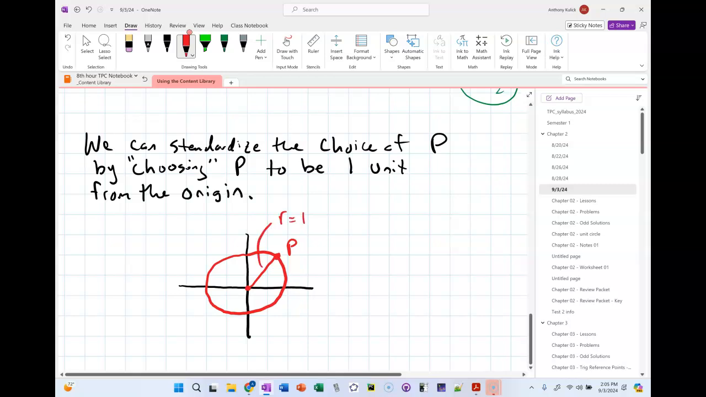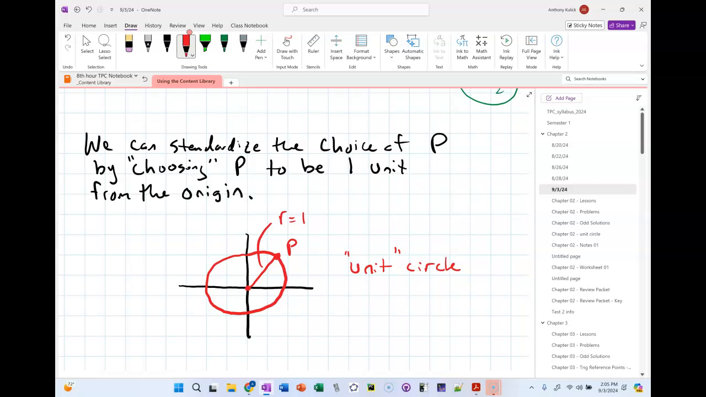Now, this specific circle, we're going to give a name. We call this a unit circle because the radius for this circle is exactly 1 unit in length. Everybody's okay with that? Because the radius is 1 on that circle.